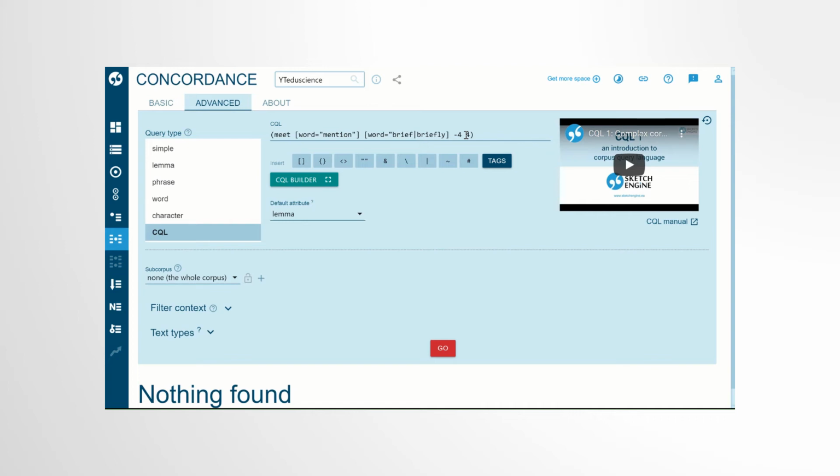So we need to cast our net widely, because we want both the noun and the verb mention, but we don't need forms like mentions, because that will be a third person use, and we're only interested in what the author or speaker is doing, so mention is probably sufficient. So this is a rather complex CQL query that you don't need to worry about at this stage, but I'll just click on go.